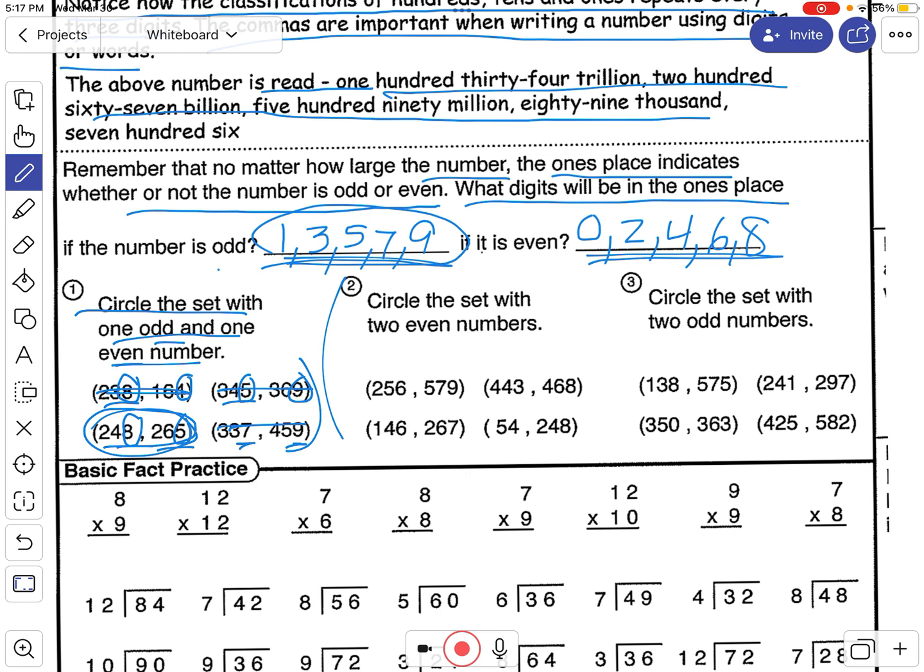All right, pause the video, do the last 2 problems right here. All right, so you should have already done numbers 2 and 3. Circle the set with 2 even numbers. 6 and 9, that's even and odd. 3 and 8, odd and even. 6 and 7, even and odd. 4 and 8, even and even. 4 and 8 are both even. So those are my 2 even numbers. Now we are looking for the set with 2 odd numbers in it. 8 and 5, that's even and odd. 1 and 7, odd and odd. So that's it right there.